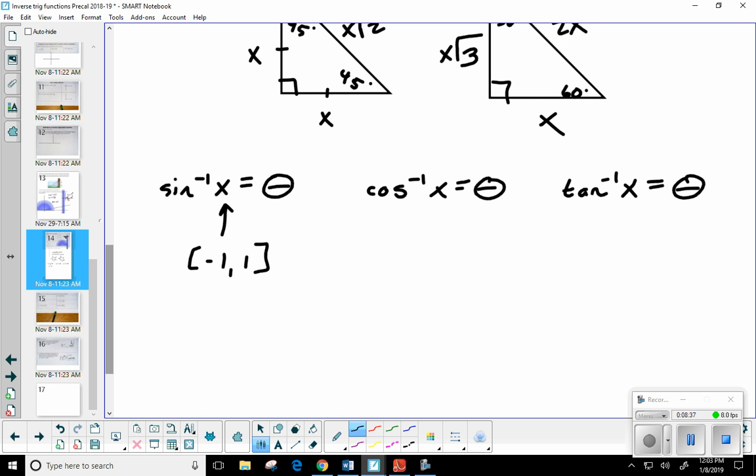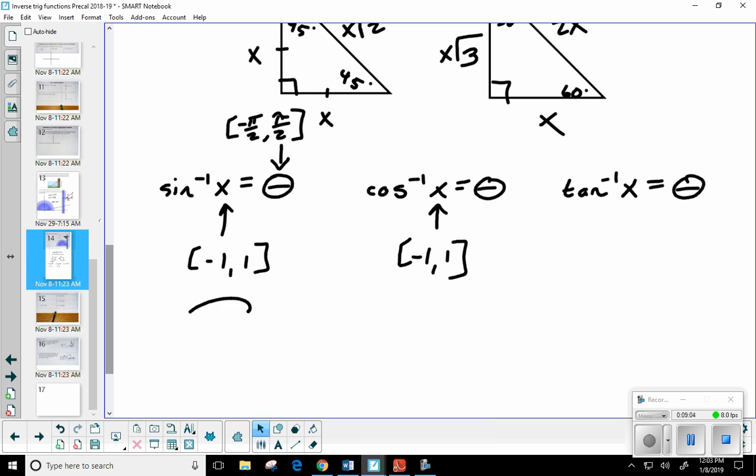It's cosine inverse. There we go. I've got to put in the same thing. So that's -1 to 1. Now their outputs, the answers, are going to be restricted to certain quadrants. Does anybody remember what quadrant sine inverse was going to be in? It was 1 and 4. It was the right side of the unit circle. So my answers have to be between -pi/2 and pi/2. If I'm looking at the unit circle, we are restricted to the right side.